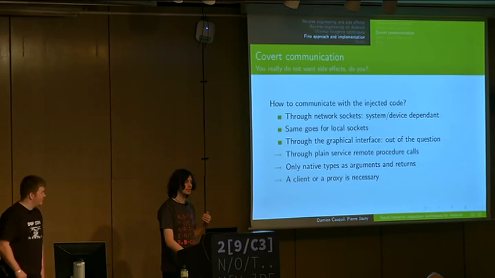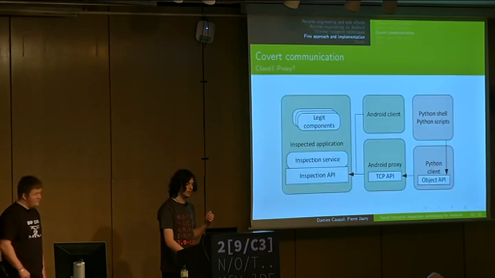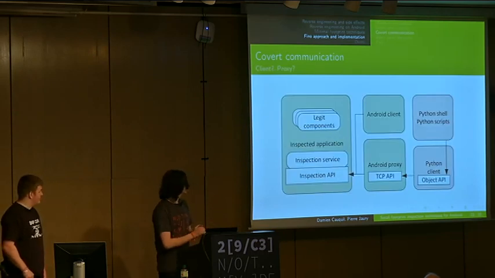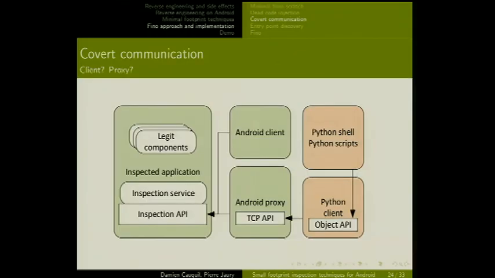We had to build clients and proxies for our debugging technique. But it works, it just works. How does it look at the end of the day? We have the application with all of its legitimate components. And we have our inspection service that has just been dropped in there. And it has an inspection API, an inspection API that is called as a normal service API on the Android system.